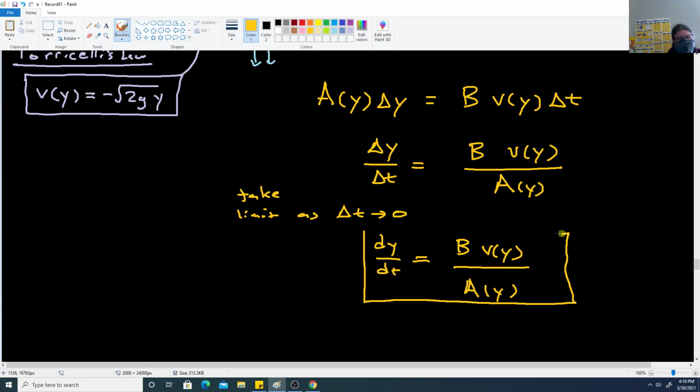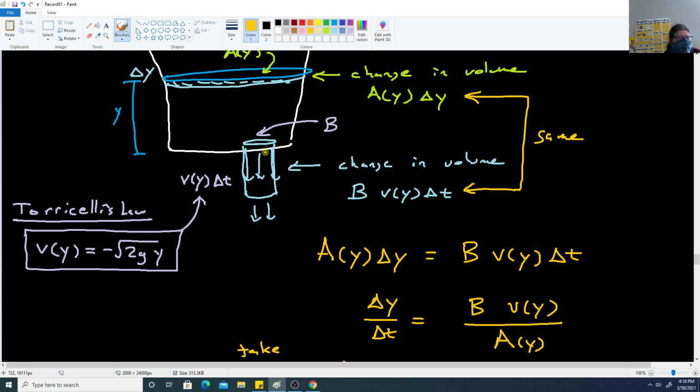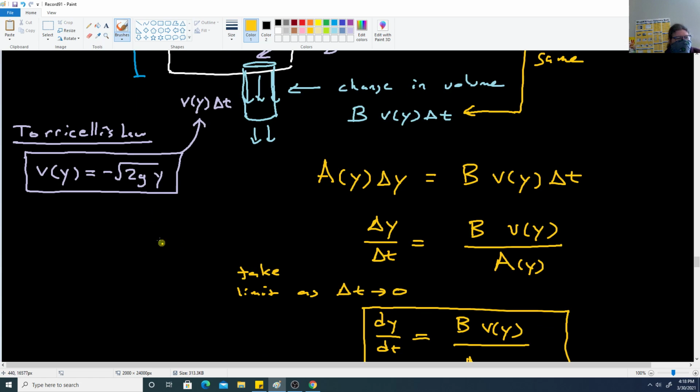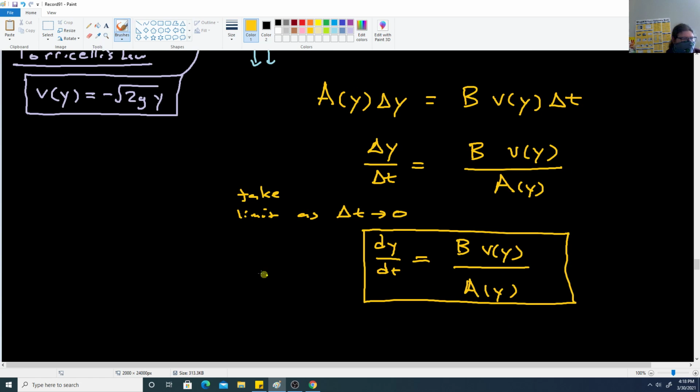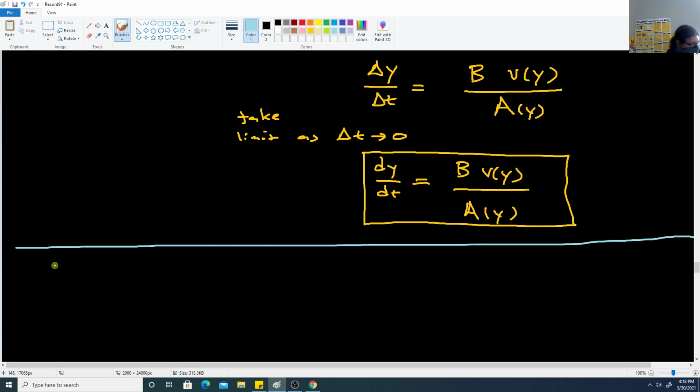So we got this equation from equating the volume of water out the bottom of the bucket to the volume of the water that drops here. And then we have Torricelli's law, which tells us how to figure out V of y. So that's some setup in order to do the final problem from the section.